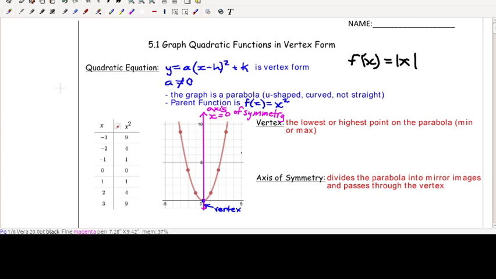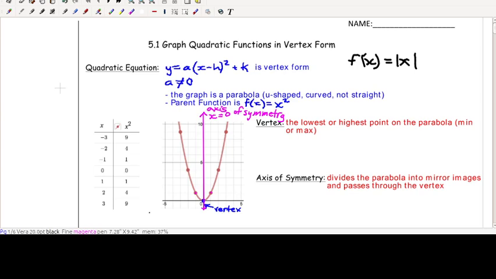And you can see that the points on either side of this line are symmetric. So this point and this point are both 1 unit away from my axis of symmetry. This point is 2 units away. This point is also 2 units away. So they mirror each other. This one's 3 units away. This is 3 units here. They mirror each other across the axis of symmetry. My axis of symmetry will go through my vertex.